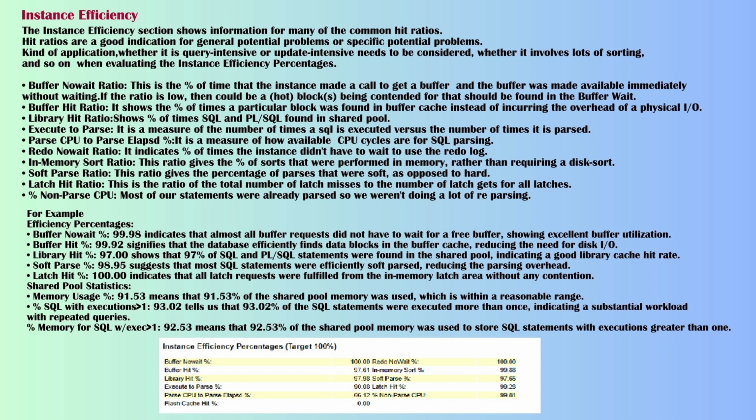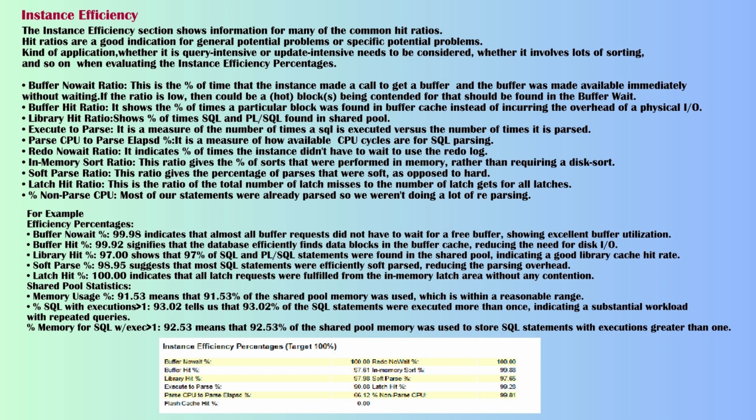Redo nowait ratio. This ratio indicates the amount of redo entries generated for which there was space available in the redo log. The instance didn't have to wait to use the redo log. In-memory sort ratio. This ratio gives the percentage of sorts that were performed in memory, rather than requiring a disk sort segment to complete the sort.